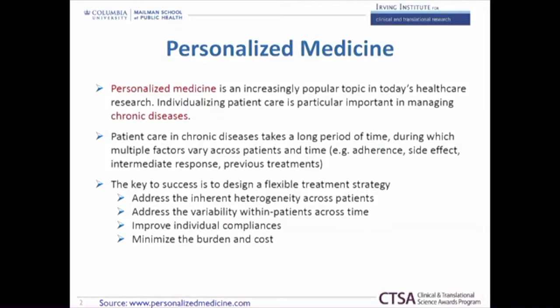These clinical factors can be medication adherence, side effects, intermediate response, and the history of previous treatment the patient received early in the period. The key to success in managing chronic disease is to design a flexible treatment strategy that can adapt to patients' personal information. For example, we need a strategy to help adjust for the inherent heterogeneity across different patients and help control the variability within the patient across time. Ideally, the strategy should help us improve individual compliance to the treatment the patient receives and minimize the burden and the cost. This kind of strategy fits the paradigm of personalized medicine.